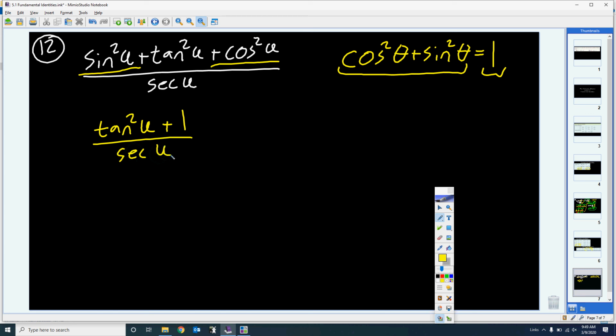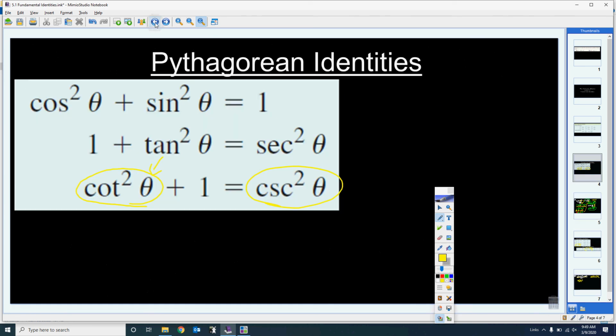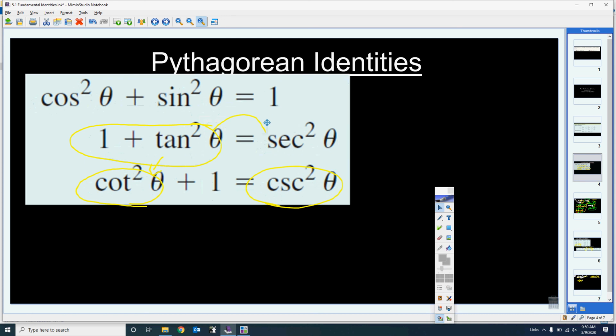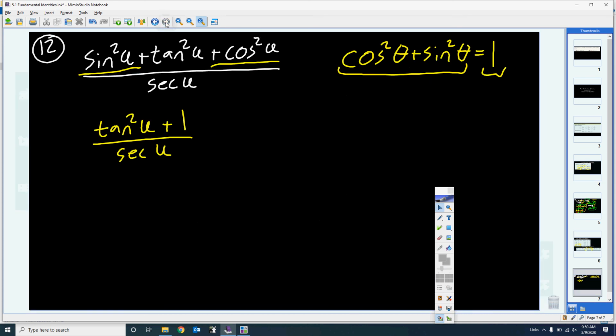So I end up with tangent squared plus 1. Well, let's think about this. I have to go back a couple slides just to remind ourselves. But tangent squared plus 1, or 1 plus tangent squared, that's one of my identities, and it's the same thing as secant squared. So come back over here. I'm going to replace the top with secant squared u.